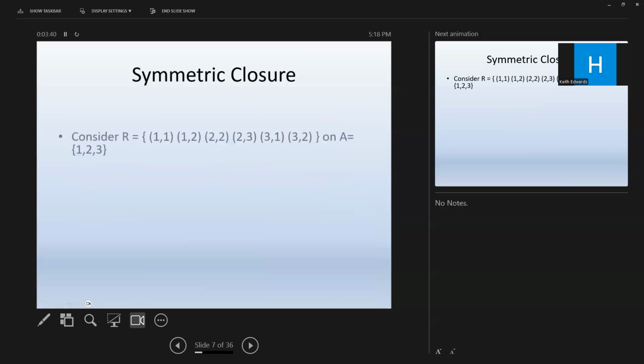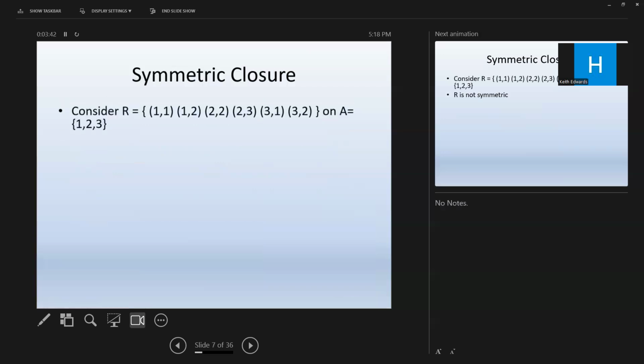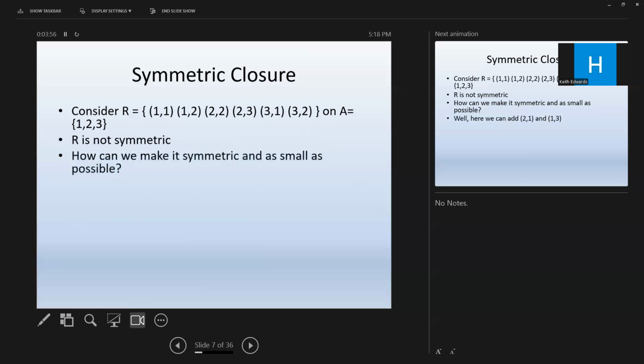So what about the symmetric closure? Consider this relation R = {(1,1), (1,2), (2,2), (2,3), (3,1), (3,2)} on {1, 2, 3}. It's not symmetric. What's missing? How can we make it symmetric and as small as possible? So we kind of determine what's missing. Well, we've got (1,2), but we don't have (2,1). So let's add that in. And we have (3,1), but we don't have (1,3). So let's add that in as well.